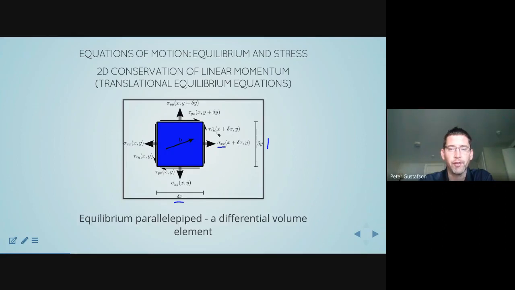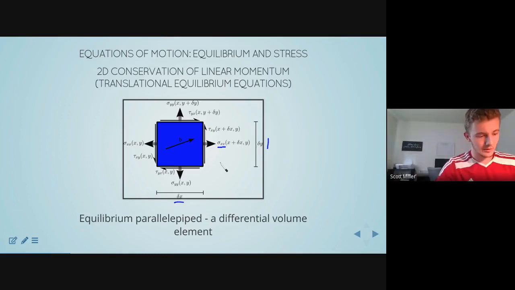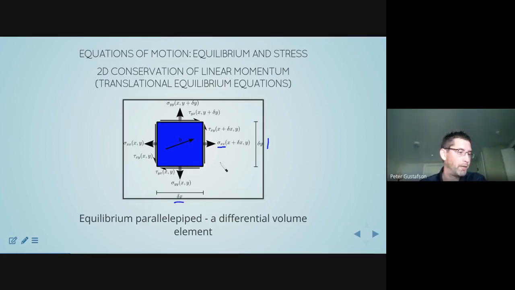So while you're thinking, sigma xx is a stress that has units of force per unit area. Now we're trying to convert that into a force to put into our equations. Take the stress times the differential area. Great. So what's my differential area? Delta y, times delta x. Well, which is it, delta x or delta y? Delta y. Yeah. So we have to be a little bit careful.